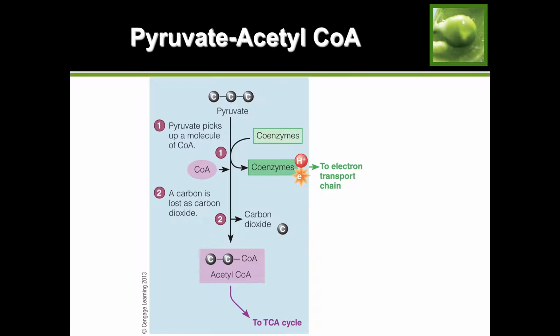So this is a little bit of what happens. Here's your pyruvate, okay? Now, pyruvate picks up a molecule of CoA, and what happens? A carbon is kicked out, so the CoA can link up to the remaining 2 carbons. So when it links up to those 2 carbons, it becomes acetyl-CoA, and then it goes to the TCA cycle.